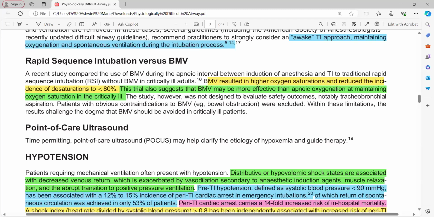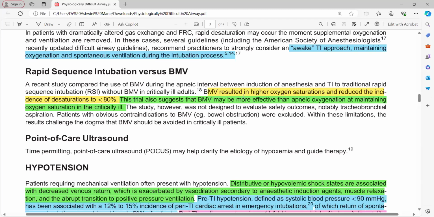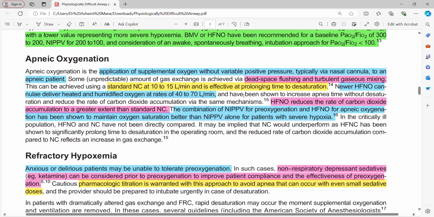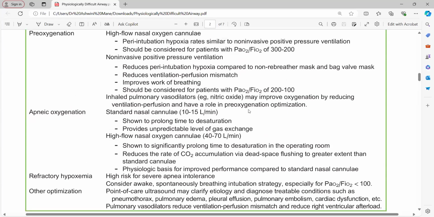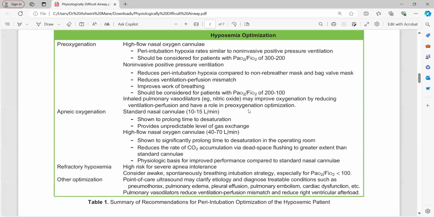The study, however, was not designed to evaluate safety outcomes, notably tracheal aspiration. And patients with obvious contraindications to bag mask ventilation were excluded from the study. So, point of care ultrasound may help to clarify the etiology of hypoxemia and guide the therapy. Now we'll have a look at this table, which clarifies the strategies for optimizing hypoxemia.